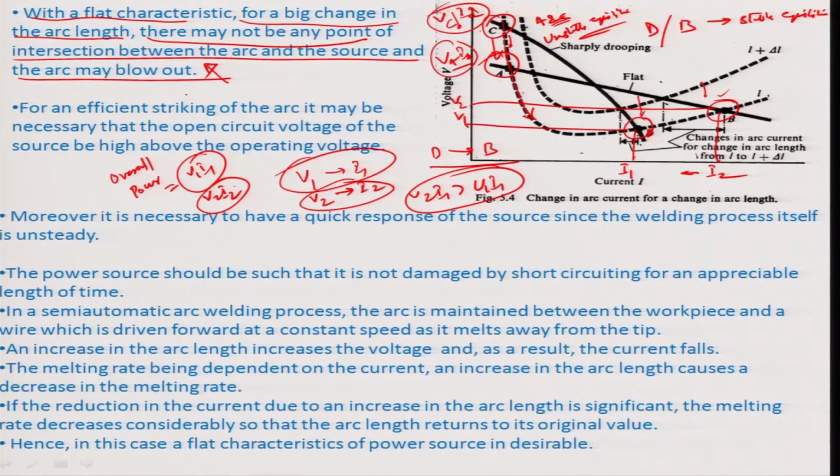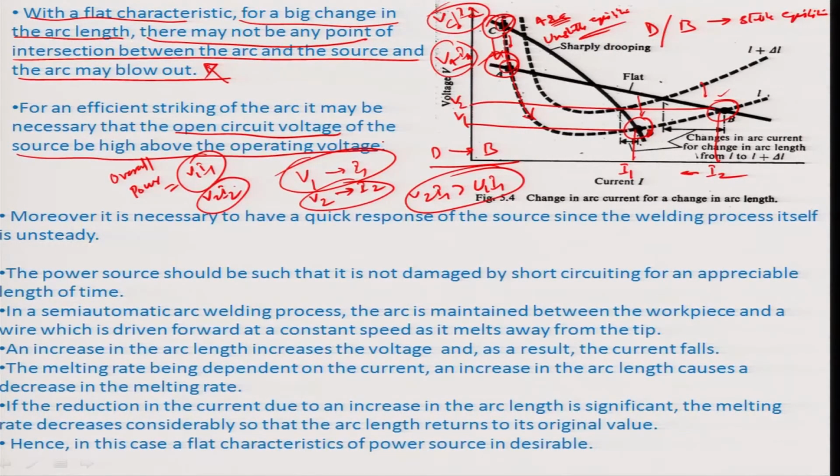But for an efficient striking of the arc, it may also be necessary that the open circuit voltage, which is the highest voltage probably here, where the current is more or less 0, of the source should be high above the operating voltage of the arc. So, the more this voltage is, the better it is.